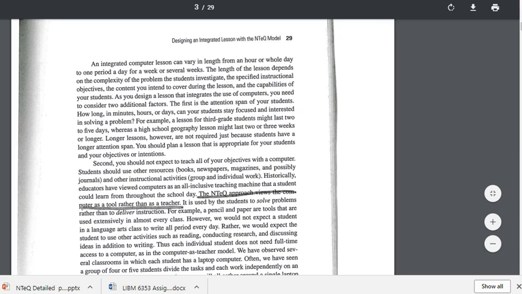For example, a pencil and paper are tools that are used extensively in almost every class. However, we wouldn't expect a student in language arts to write all period every single day. Rather, we would expect the student to use other activities such as reading, conducting research, and discussing ideas in addition to their writing. Thus, each individual student doesn't need full-time access to a computer, as in the computer-as-teacher model.